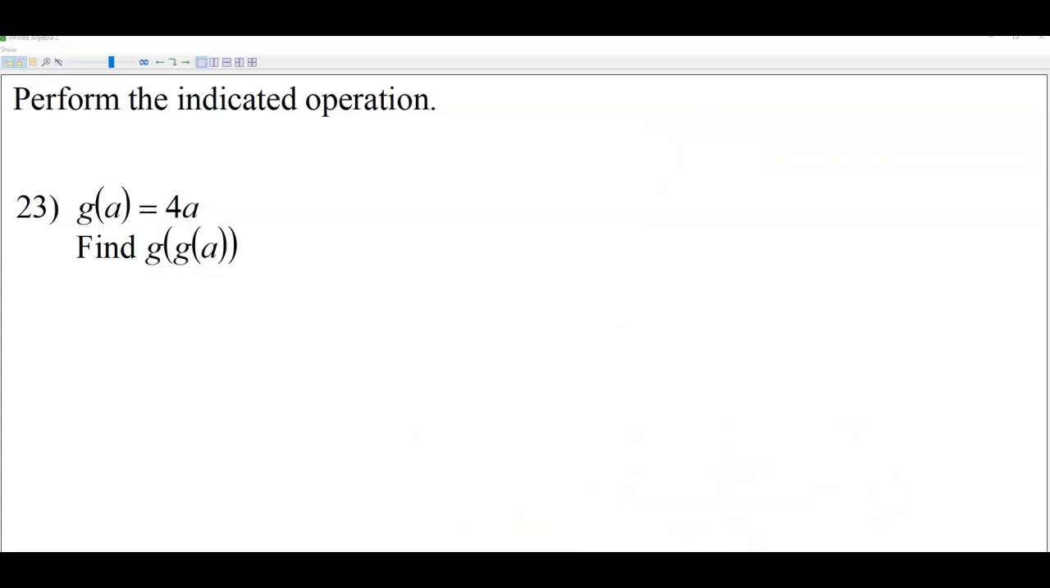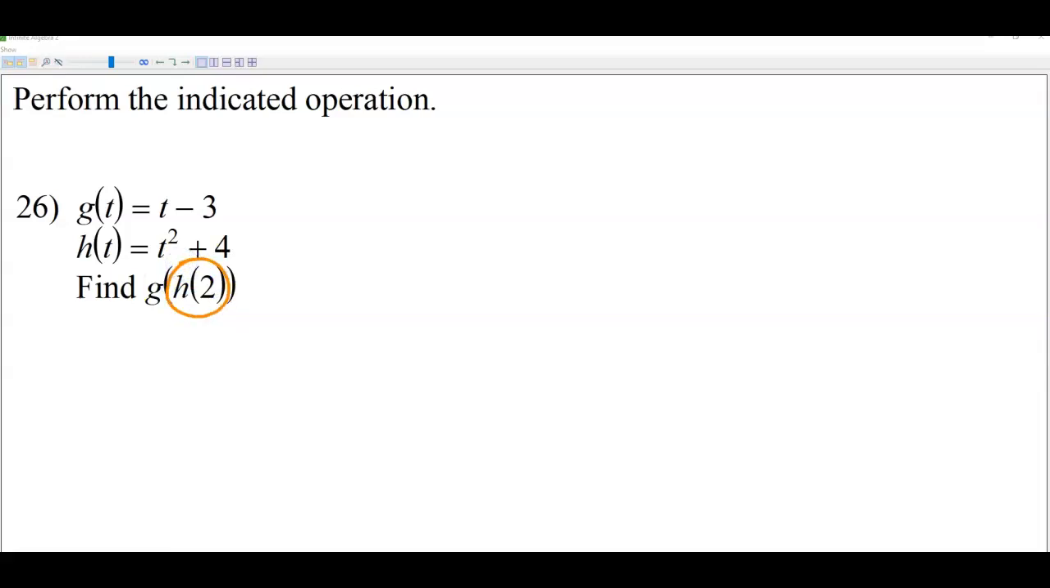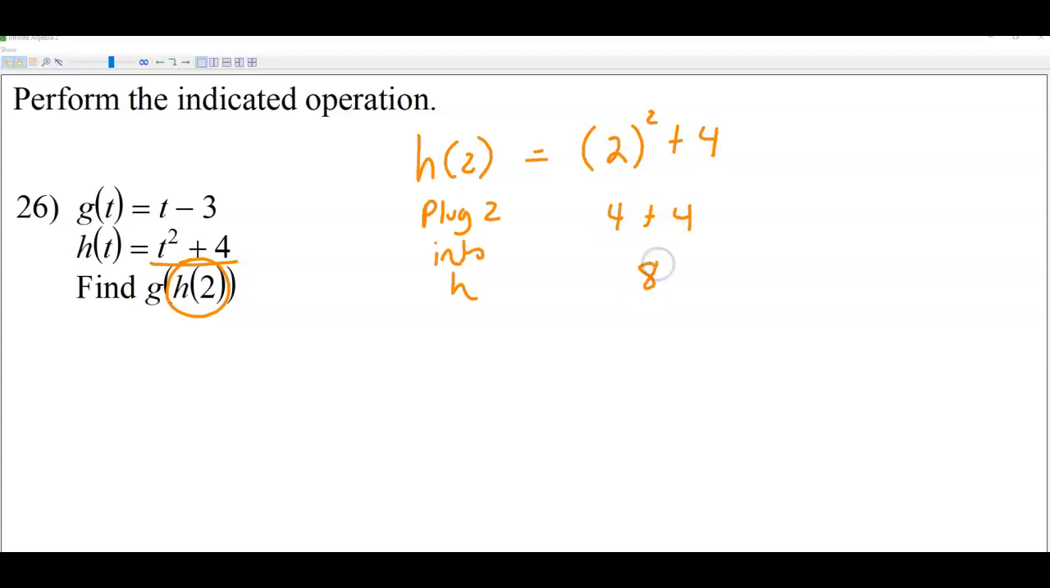All right, let's take a look at another one here. So let's start by looking at this piece right here. What this means is we're going to plug 2 into h. So here we go. My h function is t squared plus 4. And I'm just going to plug 2 in. That gives me 4 plus 4, which is 8.